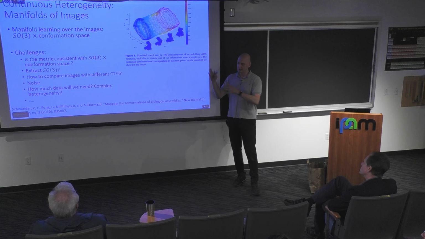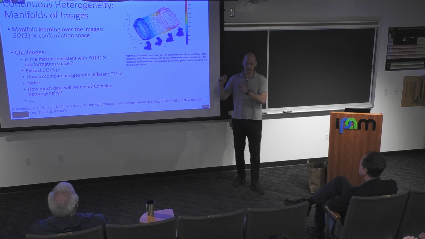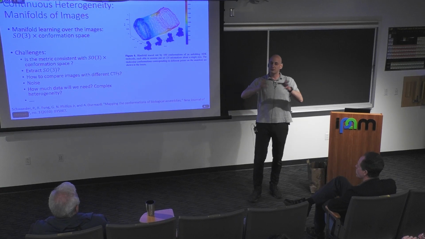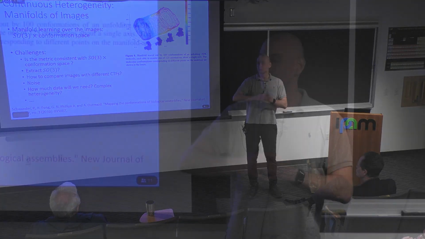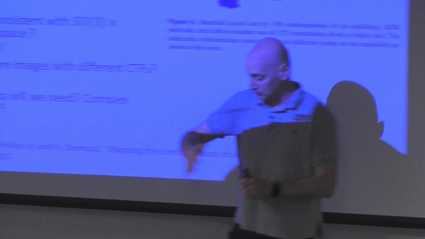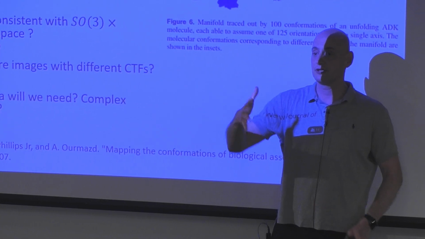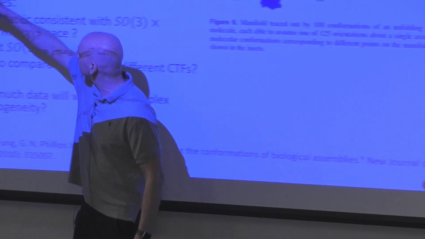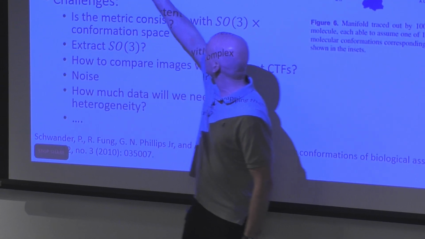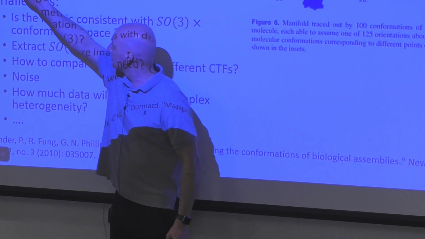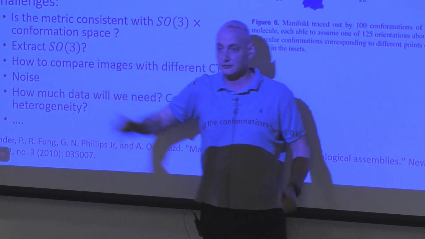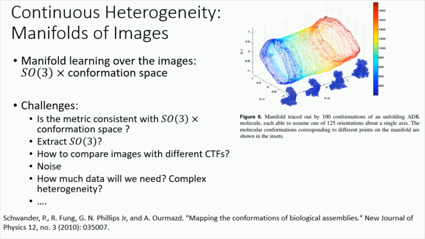And the insight that the people developing this approach had was that if you have this manifold of volumes, and you look at the different viewing directions for each one of these volumes, you get this manifold of viewing directions multiplied by, so this product of viewing directions and the conformation space. So you get this product of manifolds, and that is also a manifold. So you could take all the different images and try to do some kind of manifold learning on them and try to infer all the different conformations.